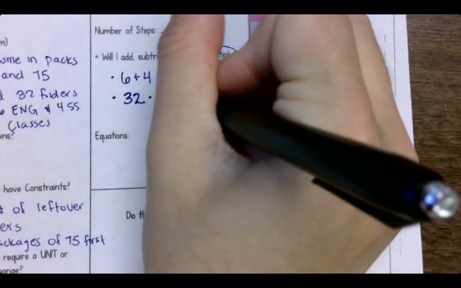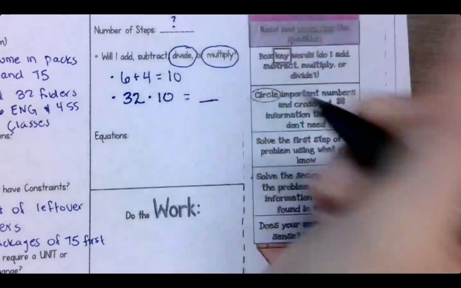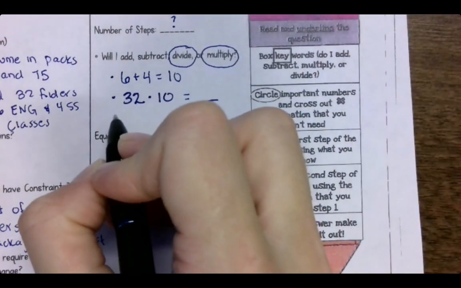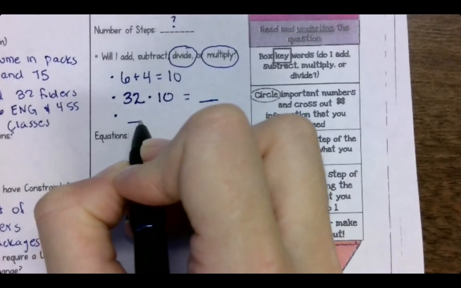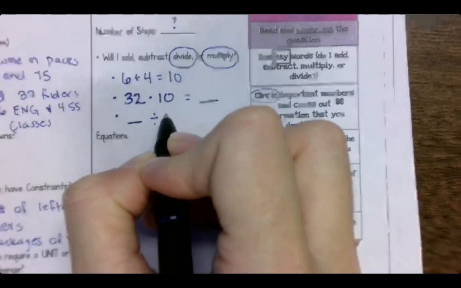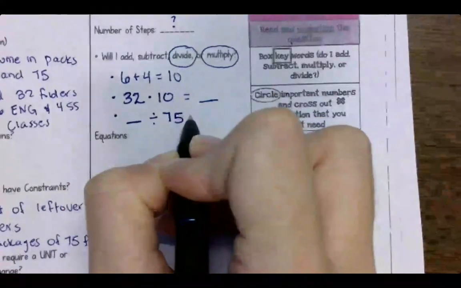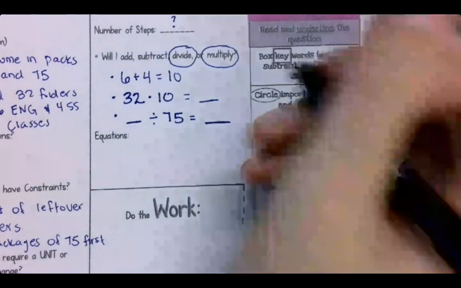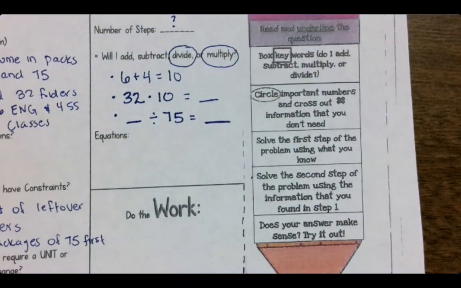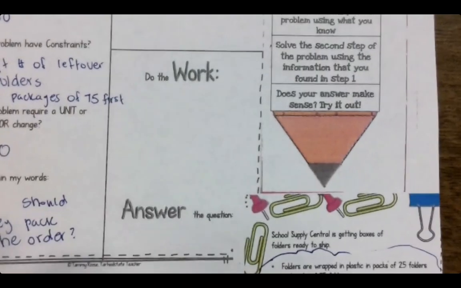Then when we get that answer, we're going to need to do that number divided by 75 to figure out how many total whole packages of 75 we can do. Okay? So down here, we will actually do that work.